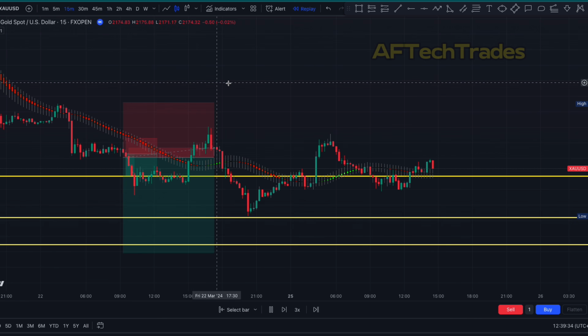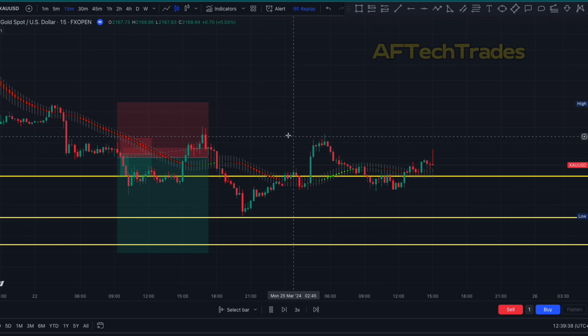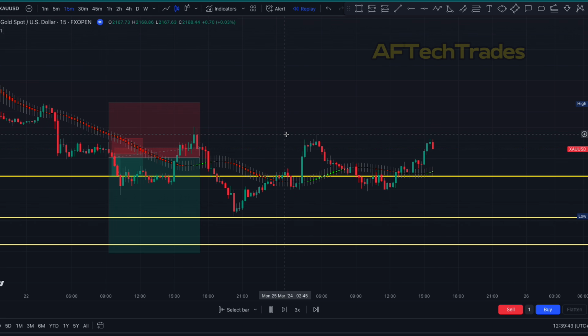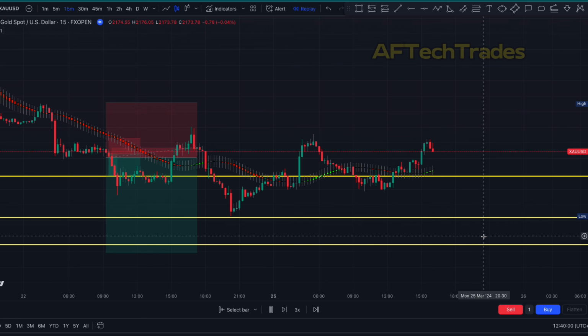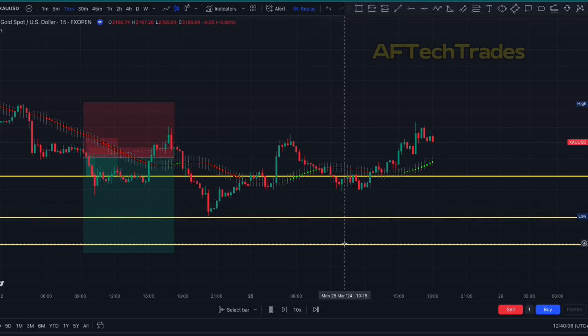Remember, you can also shift your stop loss to break even if you want to stay longer in the market. Or rather, you can go out on your TP2. But let's see if this market will get to our TP3 or there will be a change of character. Let me increase the speed.